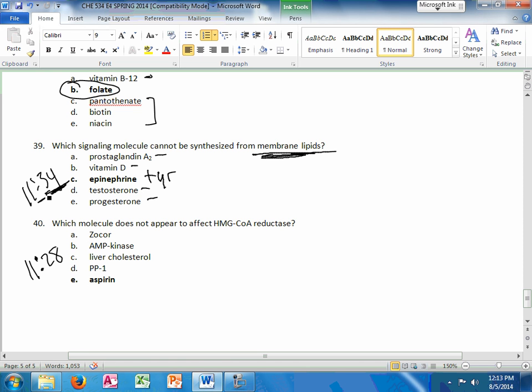And the last one, which of these molecules does not appear to affect HMG-CoA reductase? So this is the key enzyme in the cholesterol synthesis pathway. So make sure you know that really well in slide 28. You can know it just by aspirin. Aspirin is the odd man out here. If he throws in a weird one, it's most likely going to be a statin, and statins do inhibit that enzyme. So just watch out for that. There's the negative feedback with liver cholesterol. There's the AMP kinase that we saw in Unit 3, and insulin, epinephrine, and glucagon affect pretty much every regulation, so that's not the answer either.